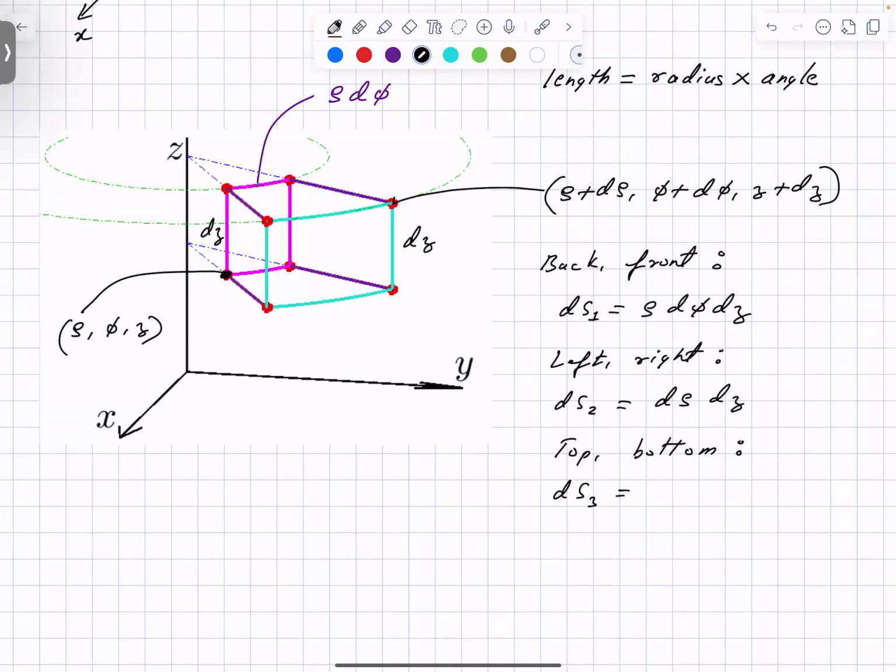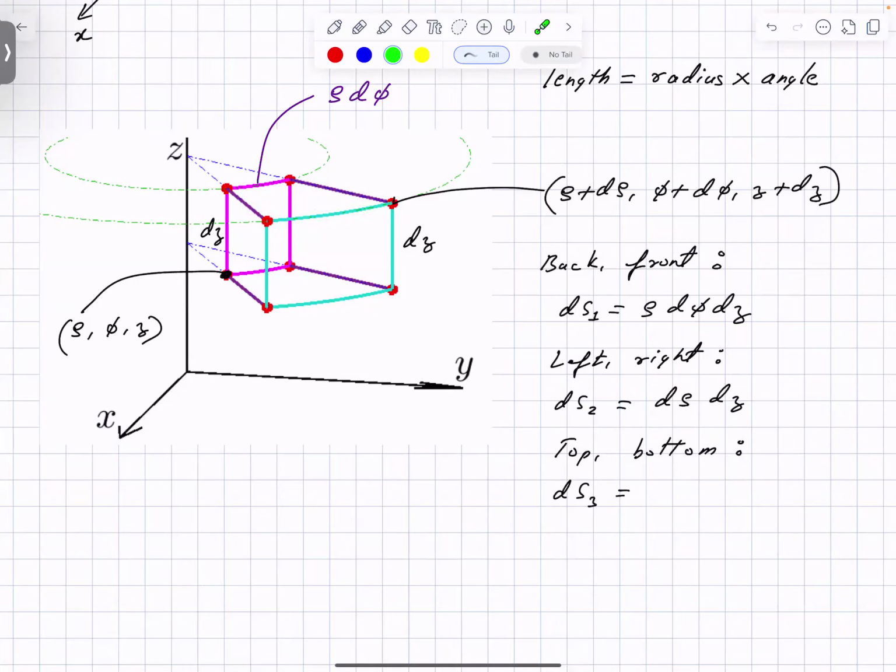So that would have no variation over z, so we have variation over phi and we have variation over rho, but no variation over z. And what would be the area? The blue one supposed to be a rho plus d rho total times d phi.